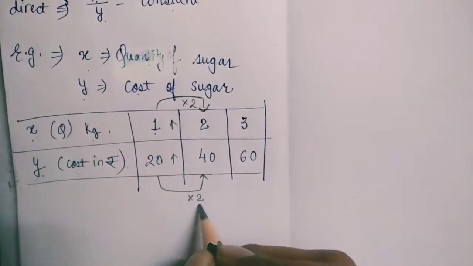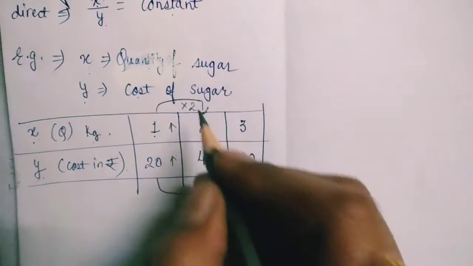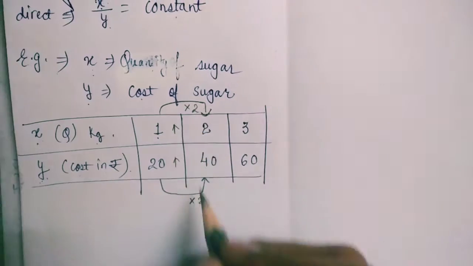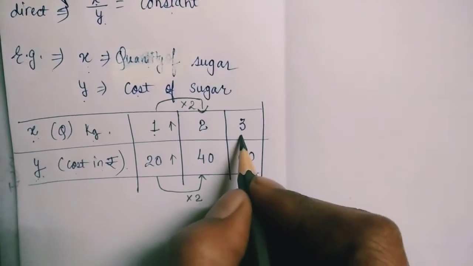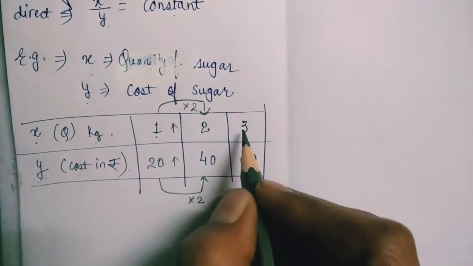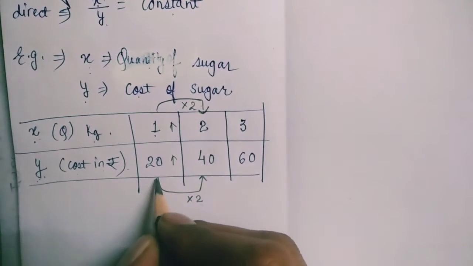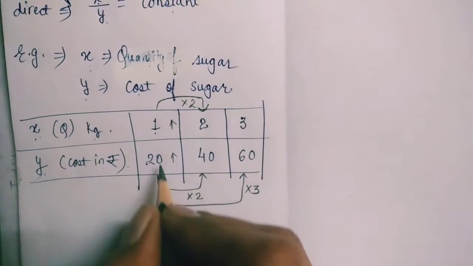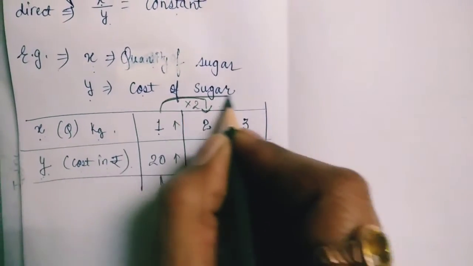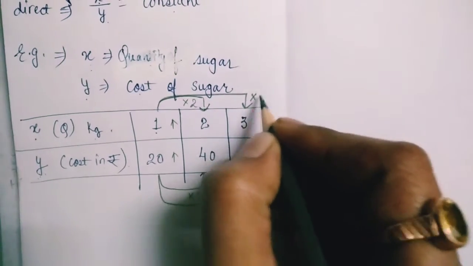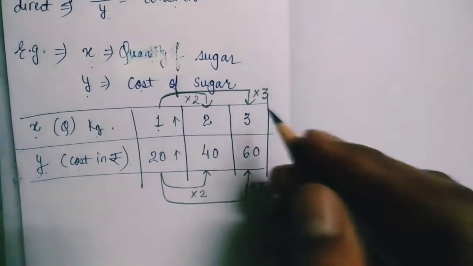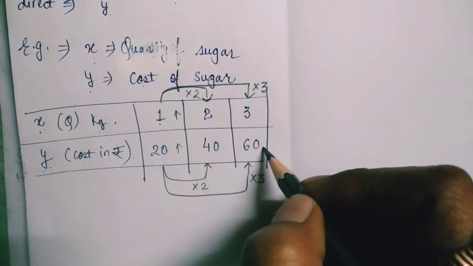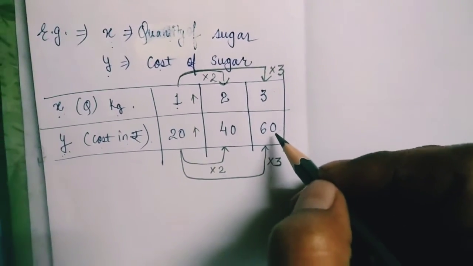So they are going in the same way. As x increases, y also increases in the same manner. When we check for 3 kilogram, the cost is 60. Here we are multiplying the 1 kilogram price by 3, and the quantity is also multiplied by 3. So as x increases, y also increases. So this is direct proportion.